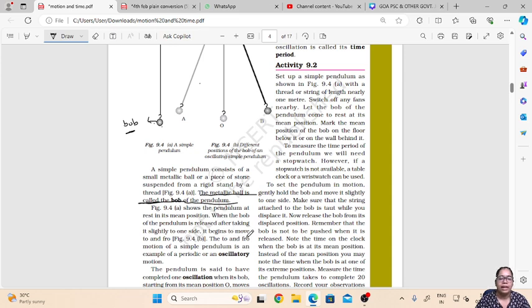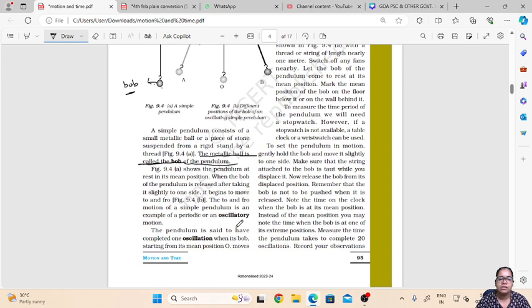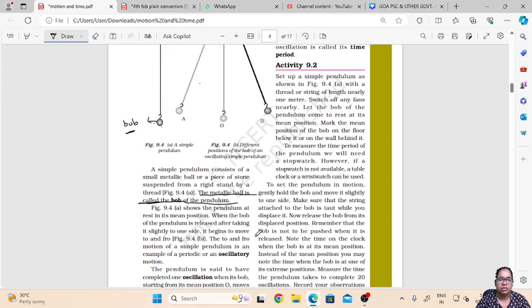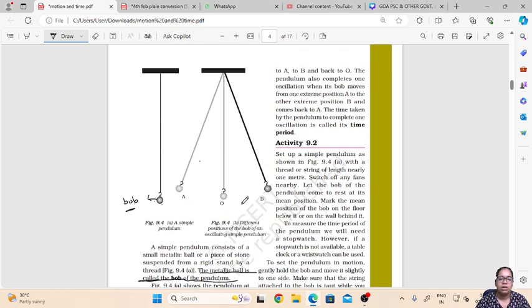So the to and fro motion of a simple pendulum is an example of periodic or oscillatory motion, and the pendulum is said to have completed one oscillation when the bob... So this is the bob. Here we will see what the time period is, what is actually the meaning of this periodic motion. So this is the starting point. O represents the starting point of the pendulum.